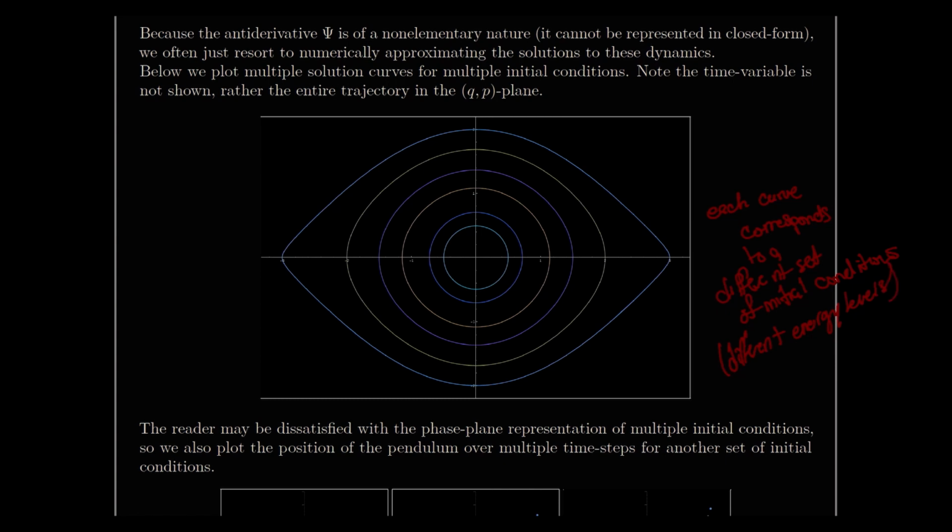So what we see here, these are all discrete. They don't intersect with each other. Each one is an energy level of the system. So the system's energy remains constant on each one of these. But you can think about over time, what happens is we travel around these.